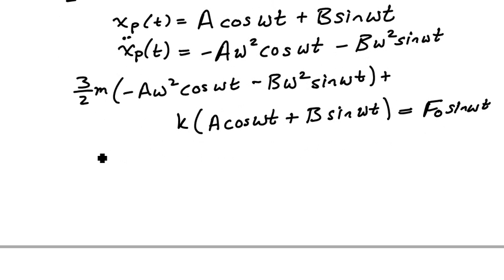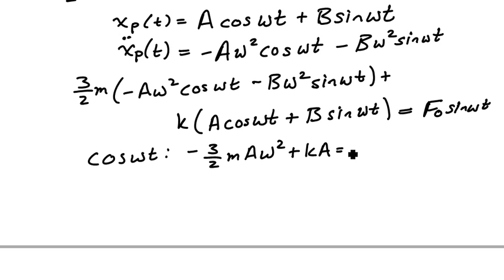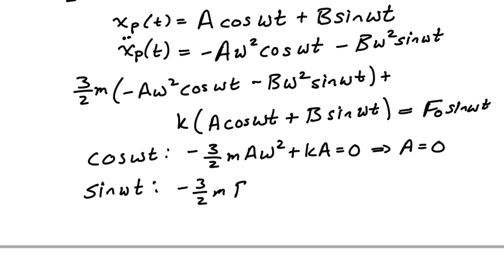I can now pull out like trigonometric functions, noting that the cosine and sine functions are independent of one another. And so if I look at whatever is multiplying cosine of omega t, I'll simply have that minus 3/2 times m times a omega squared plus k times a is equal to 0, which of course means that a has to be 0. And if I look at coefficients multiplying sine of omega t, I'll have that minus 3/2 m b omega squared plus k times b is equal to f naught.